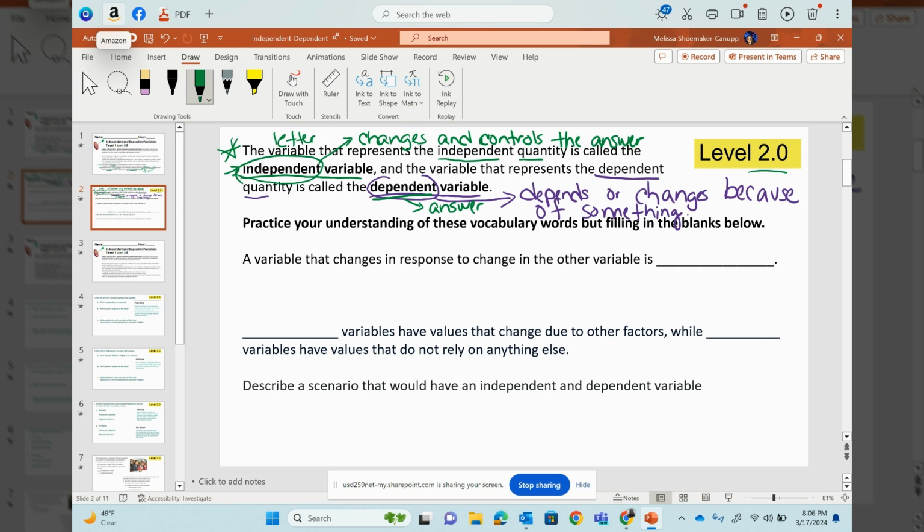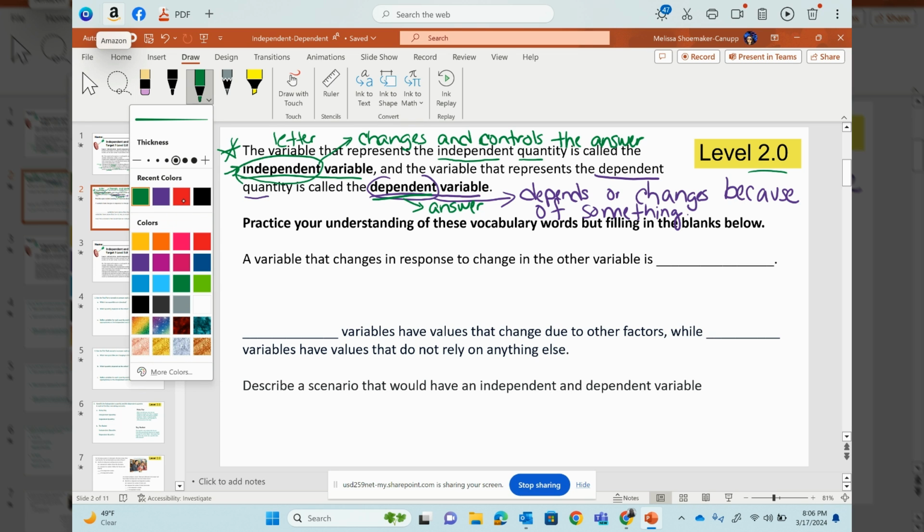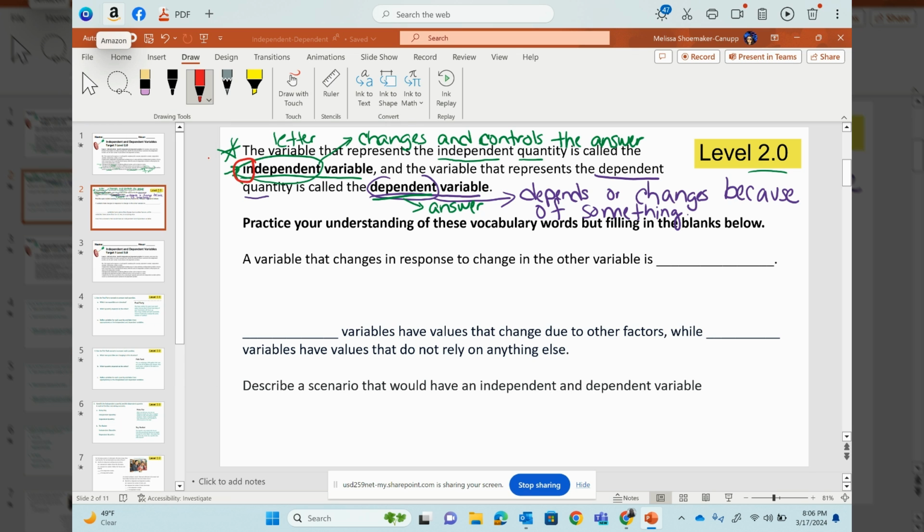So maybe it's sour cream and onion. So that's going to change the dependent. What comes out of the end of that potato chip machine depends on what we're putting into it. And maybe that's a way that you can kind of think about it. N, okay, that's what you're putting into it. So that's what you're controlling. And then the D, this is dependent on what's going into it.